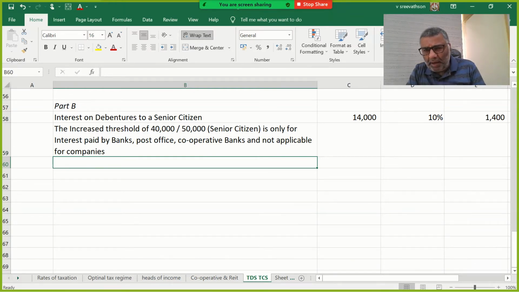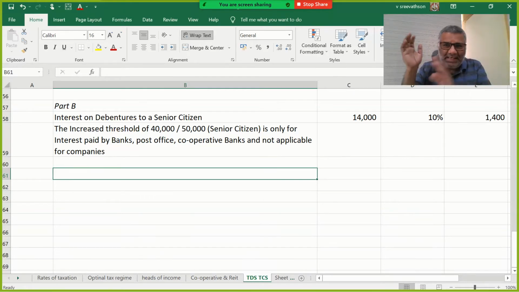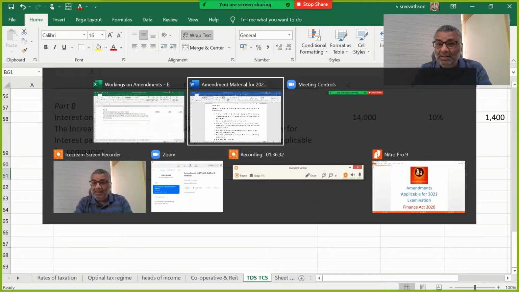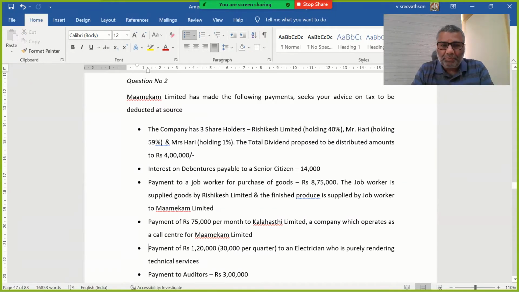That's why I took up this question. Because many a time the other doubt is also in 80TTB: can I claim it for interest on debentures received by a senior citizen? No. It is only for 80TTA savings bank, 80TTB savings bank, recurring deposit, and fixed deposit of banks. It is not available for other interest which a senior citizen earns from TVS Finance and various companies. That is a different provision.